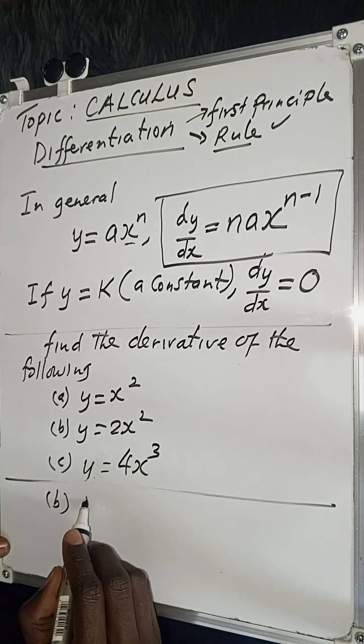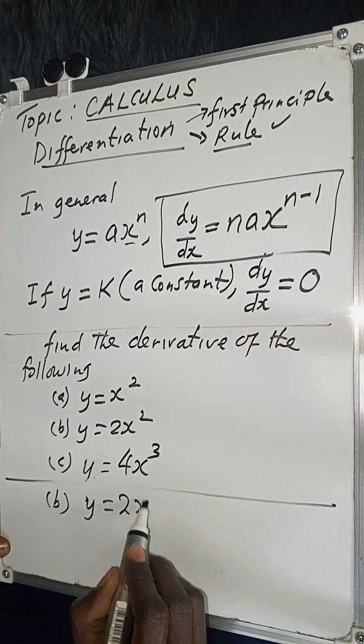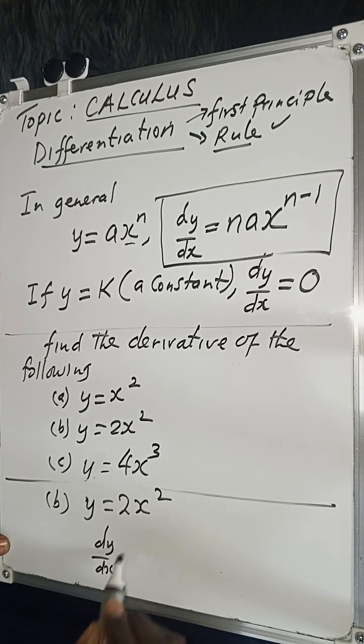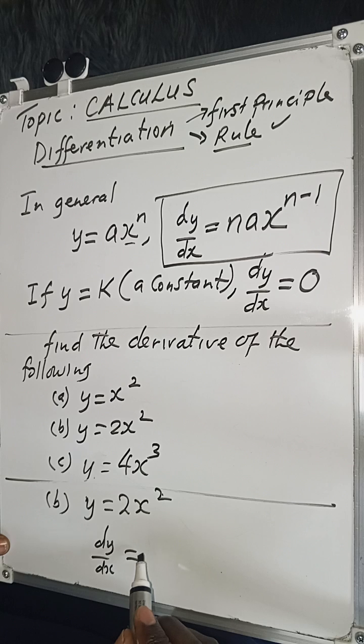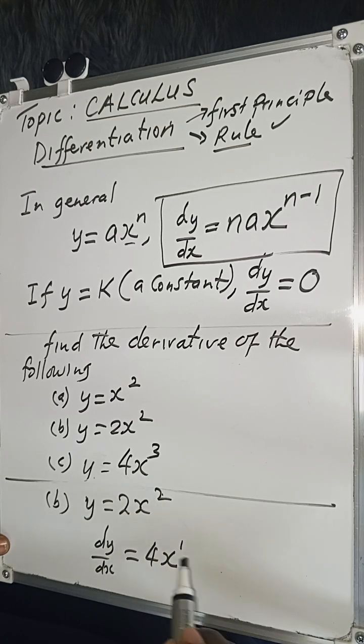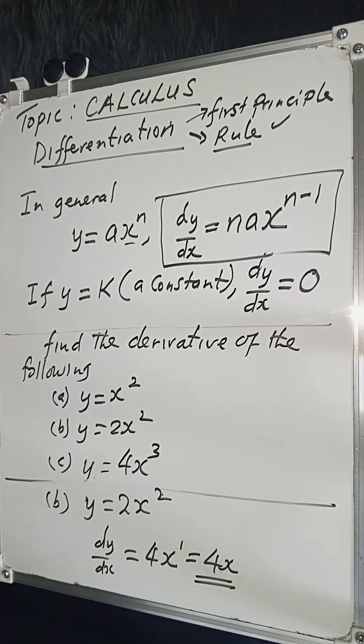So the B part says that y is equal to 2x raised to the power 2. Remember, dy over dx will be equal to this times that. So that will give us a 4x. Then the power reduces by 1. But of course, we don't write that one, so it will just be 4x. So that is the derivative that you are going to have.